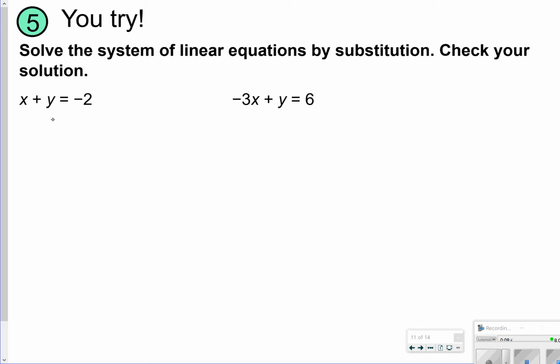Maybe looking at this one, it'd be easiest to solve for either x or y. Whatever you choose, as long as you are solving correctly, you still should get the same answer as me once you see mine done. So let's go ahead and pause and try this one on your own, and then click play once you're done to check your work.